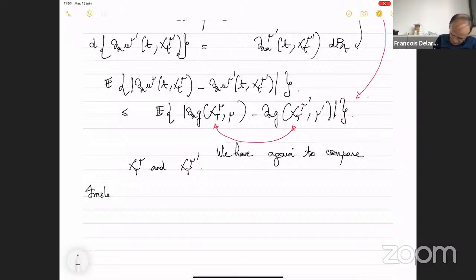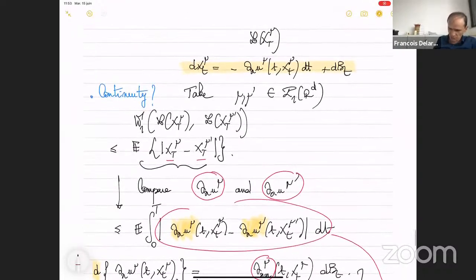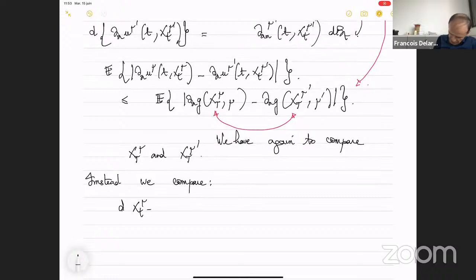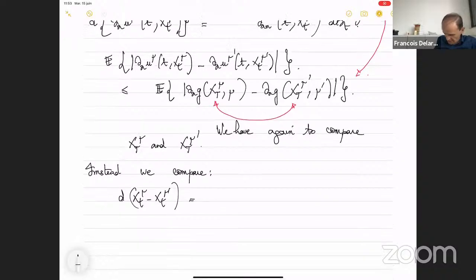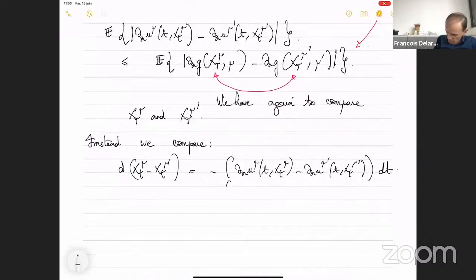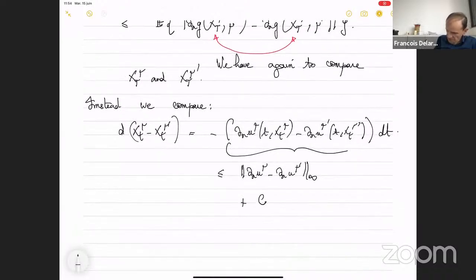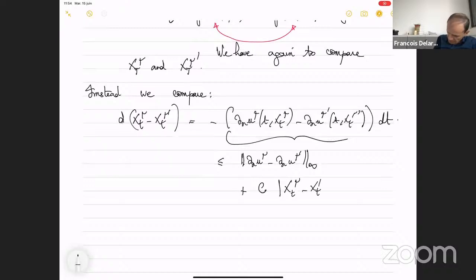And so instead, we say that if you are back to the forward equation, the difference between the mu's, x_t mu prime is equal, as we did before, to d_x u mu (t, x_t mu) minus d_x u mu prime (t, x_t mu prime) dt. And what I'm going to say is that this is less than the sup norm of d_x u mu minus d_x u mu prime, plus a constant times x_t mu minus x_t mu prime.